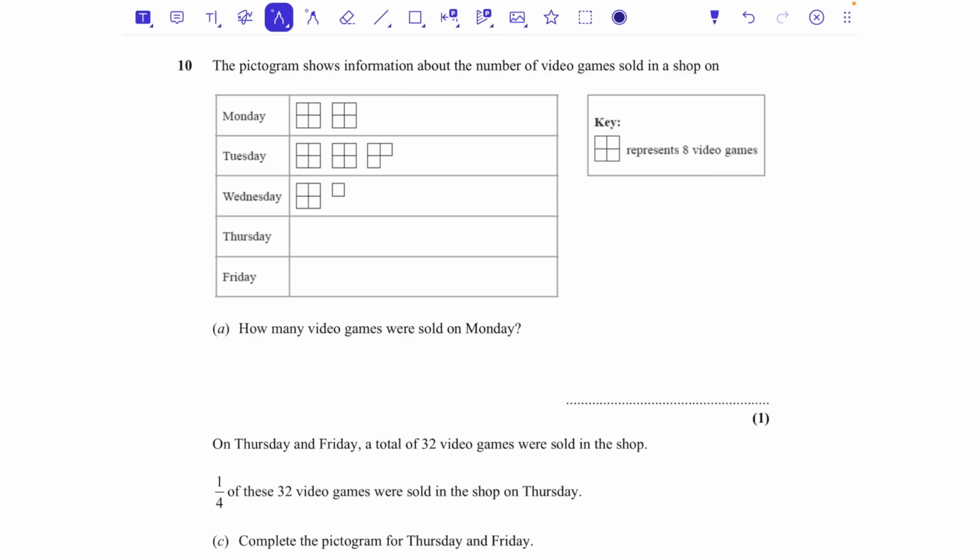Question number 10, we have a pictogram. The pictogram shows information about the number of video games sold in a shop. We've got Monday, Tuesday, Wednesday, Thursday, Friday. How many video games were sold on Monday? So we can see from the key here that 4 squares represents 8 video games.